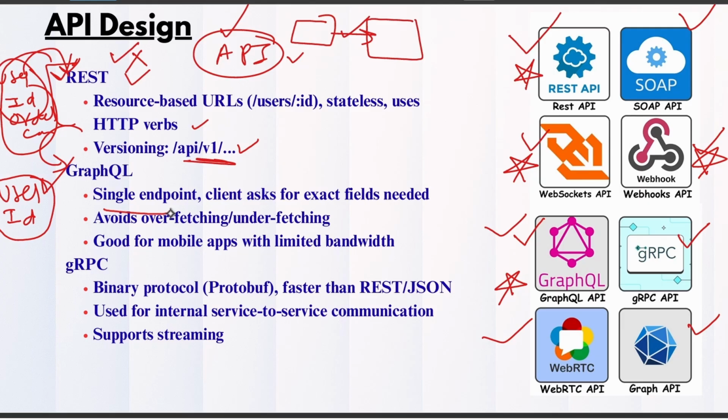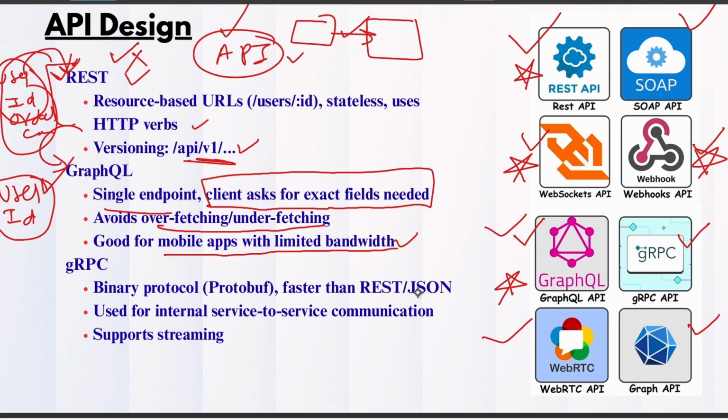You can see a single endpoint, and the client asks for the exact fields needed. It avoids overfetching and underfetching, and is good for mobile apps with limited bandwidth. Okay, within that limited bandwidth only you need to send all the data.